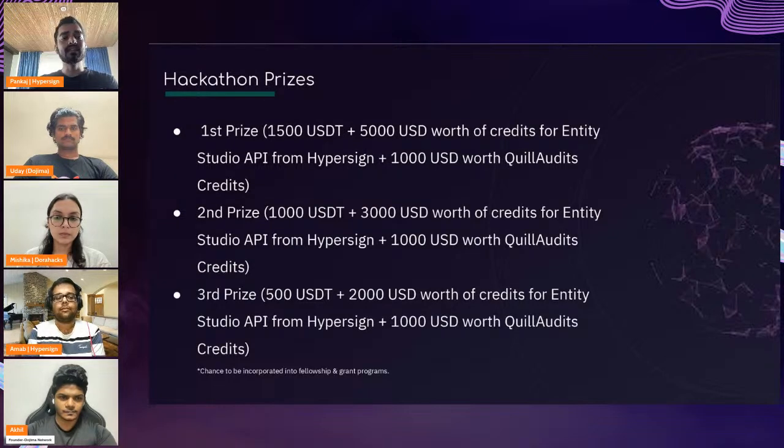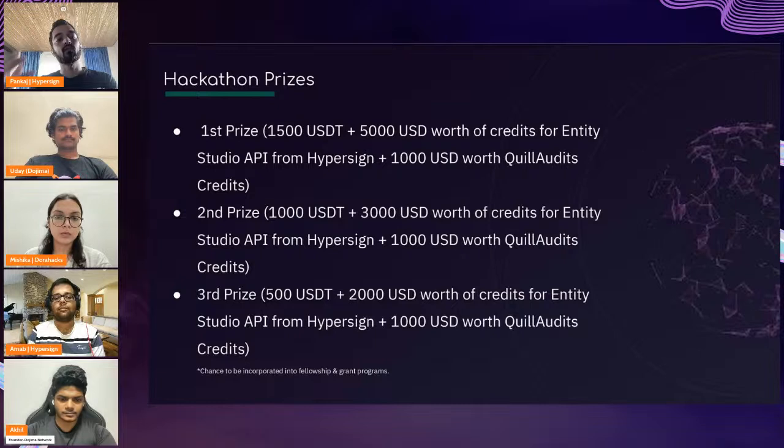Then these are the prizes. So the first prize for the hackathon is $1,500 in USDT or stable coins. Then we have 5,000 USD worth of credits for Hypersign Entity Studio APIs. This is the main component you would need to run your product. Then there is 1,000 USD worth of Quill audit credits. Quill Audits is basically a smart contract audit firm.